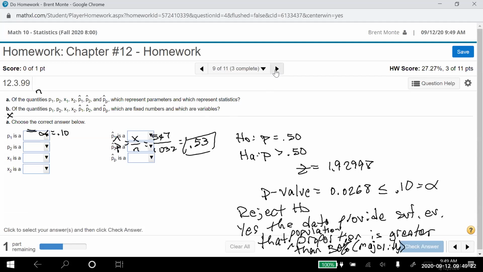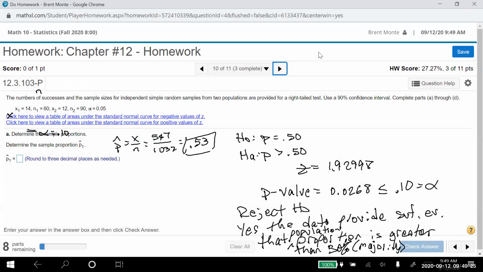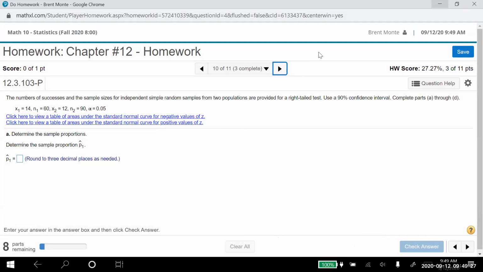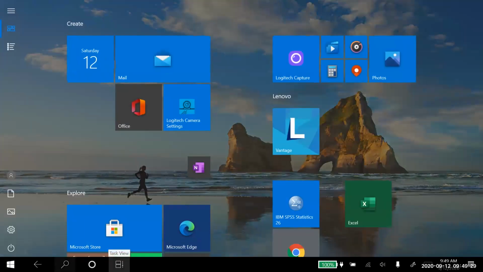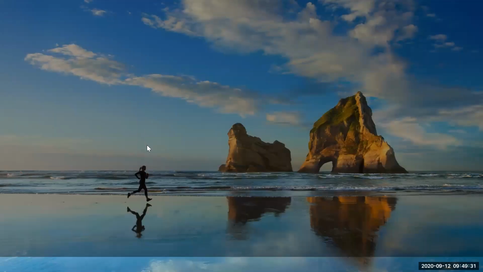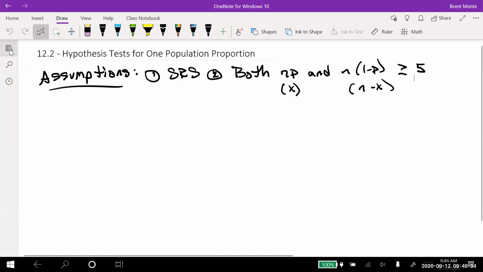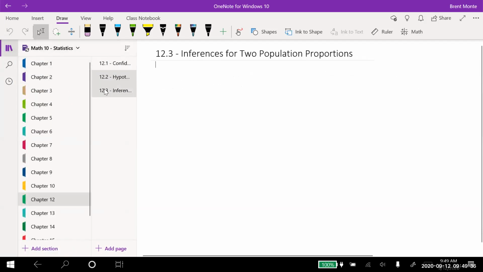We'll jump in. Our next problem we're going to do is problem 10, but that's in the next section. So we'll come back to this in a couple minutes. All right. So back to the lecture. And again, this is a very short lecture for 12.2. 12.3 is going to be pretty much equally as short.